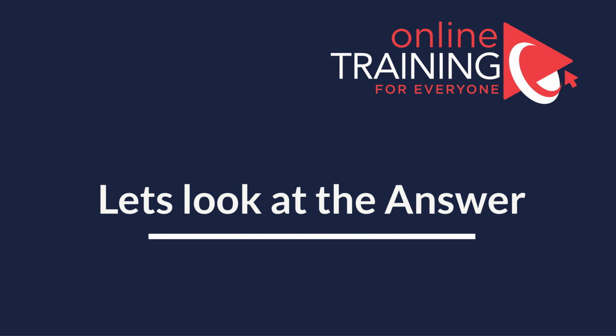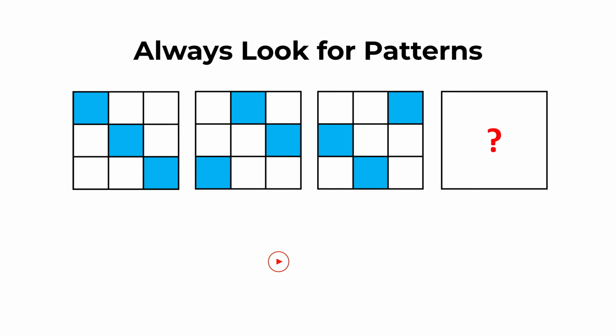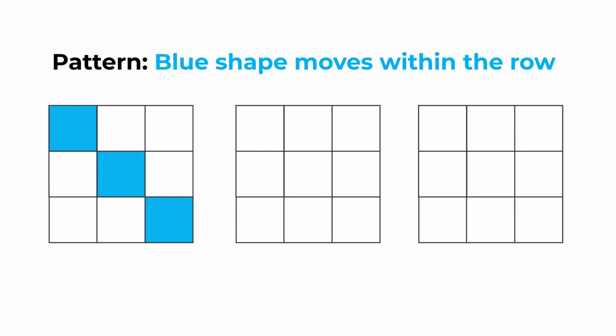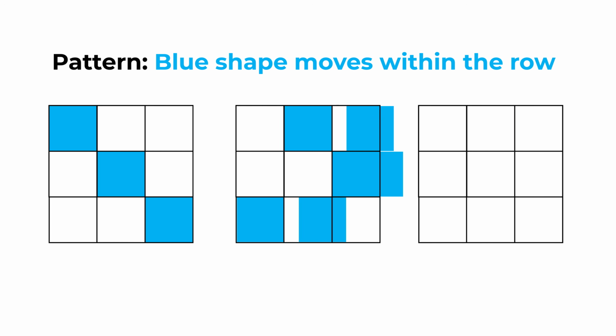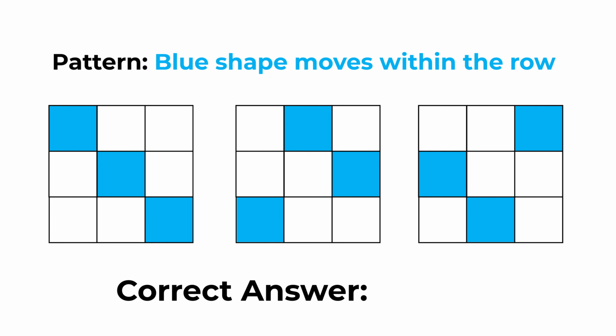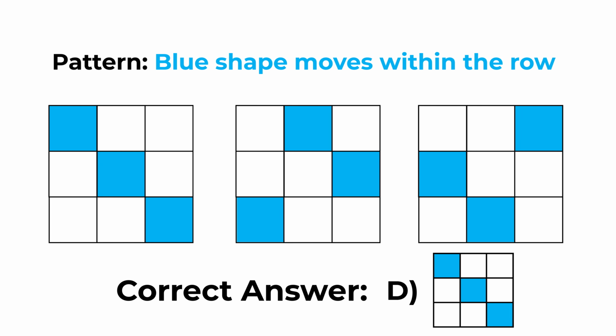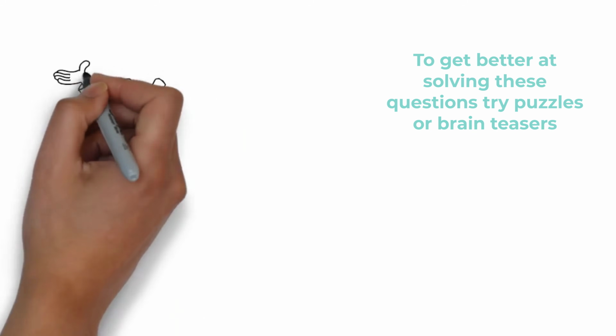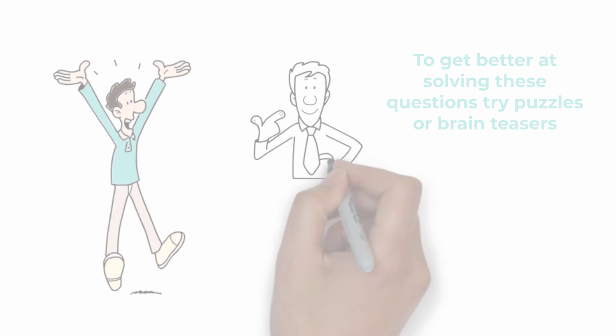As always, my advice to you: look for patterns. And determining the pattern is key to solving this particular problem. What you need to know to answer this particular question is that the blue shape moves within the row of the larger shape. In each row, the blue shape moves from left to right, one step at a time. And once the blue shape reaches the end of the row on the right, it reappears on the left. So the correct answer here is choice D. Hopefully you've nailed this question and now know how to answer similar problems on the test.